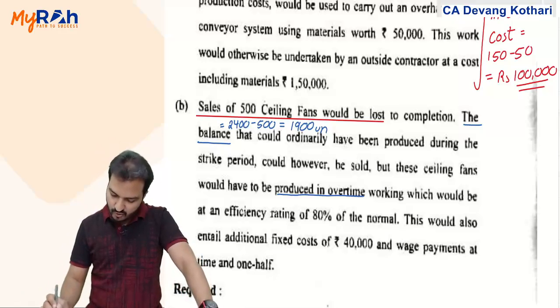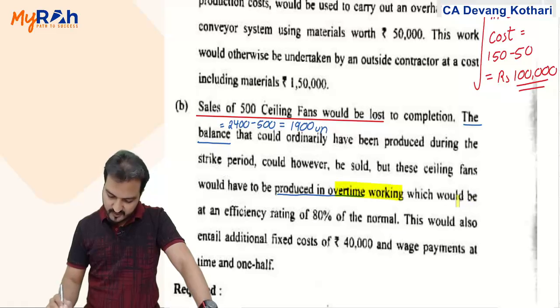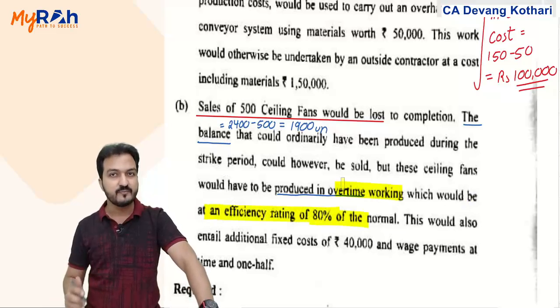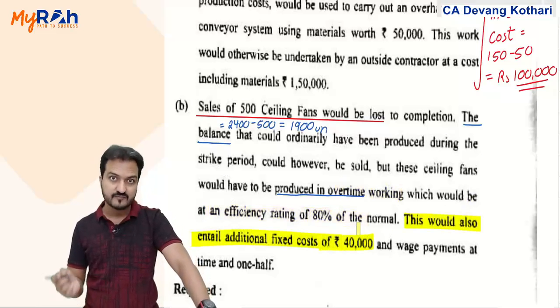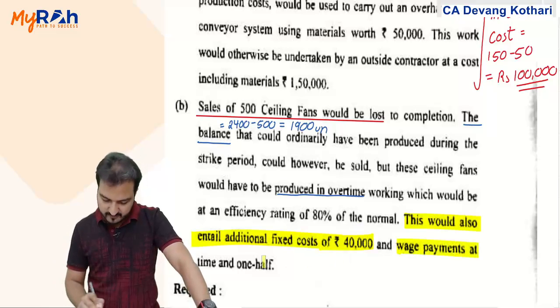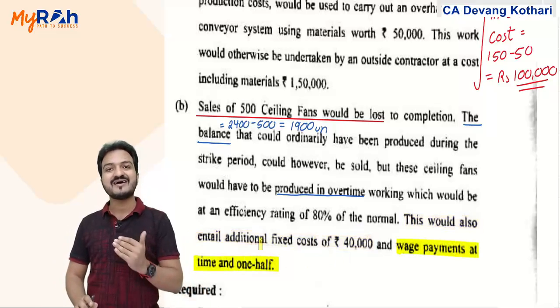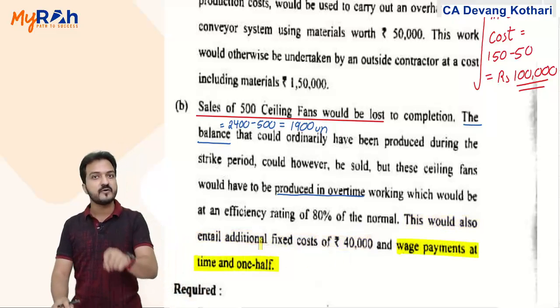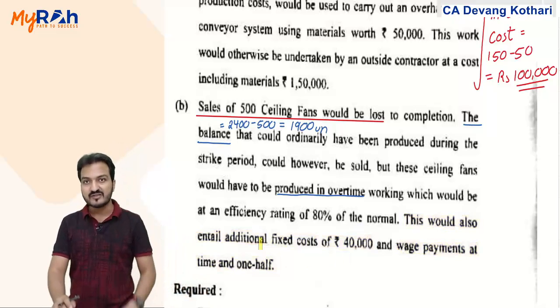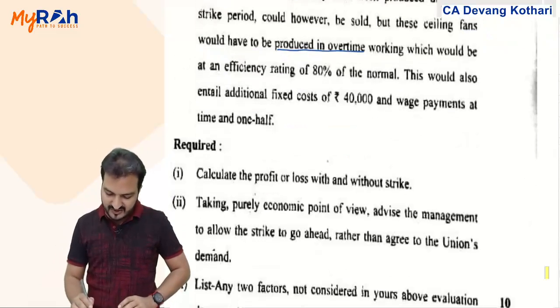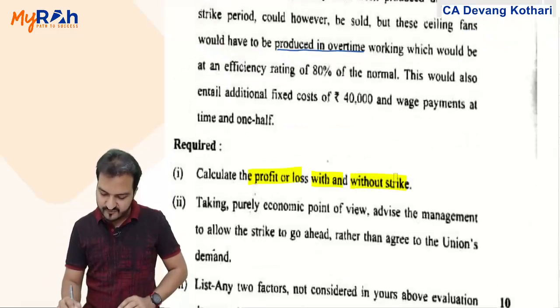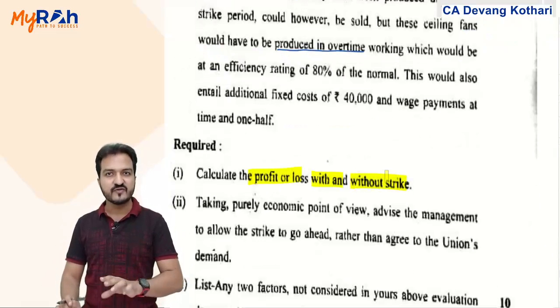And because it is during overtime, during which efficiency rating of only 80% is achieved. Only 80% efficiency was there. This would also entail additional fixed costs of 40,000 due to overtime, and wage payments at time and half, meaning 50% overtime premium. All that we will incorporate in our workings. And required, you are supposed to calculate profit or loss with and without strike.